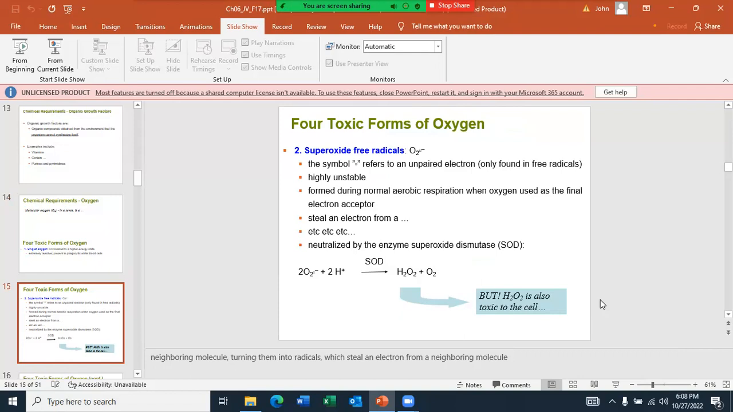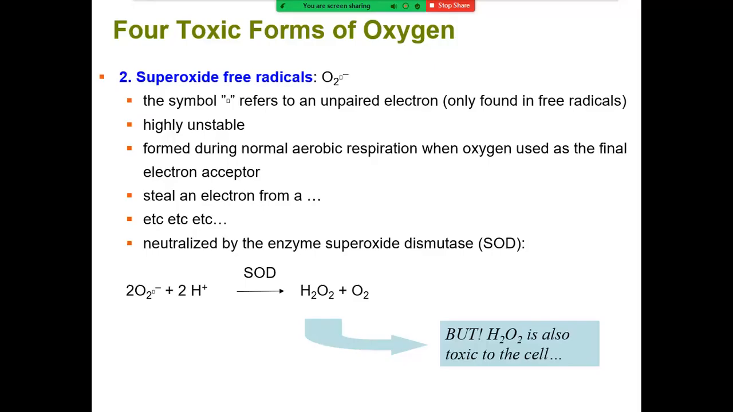Another form of toxic oxygen is superoxide free radicals. A free radical is a molecule that has an extra electron. Oop, didn't want it. Oh, that's right. This is where we want to be. So this would be O2 with an extra electron. That's what that is. That's not a 0. That's a box. And then it has a negative charge from that extra electron.